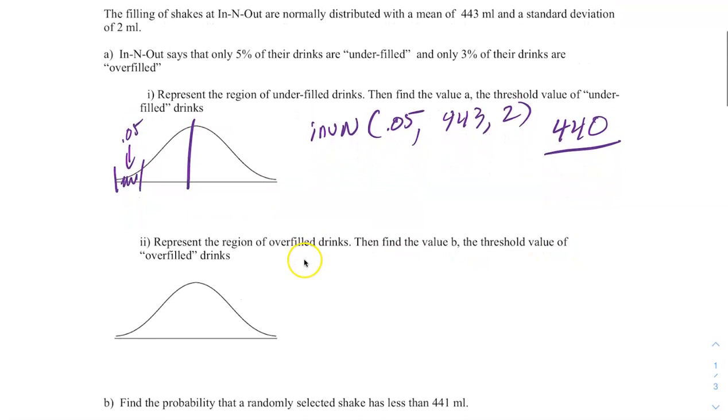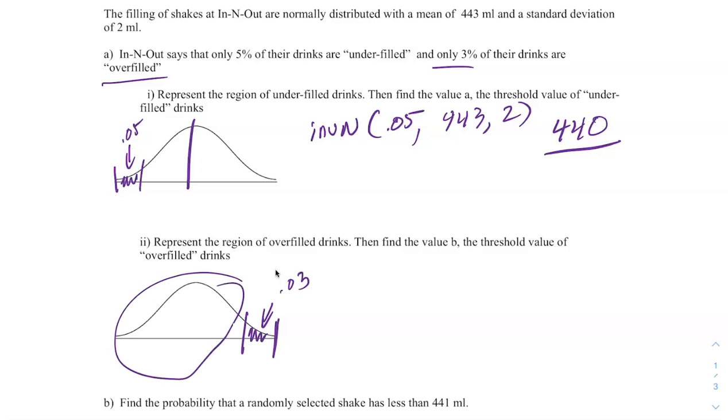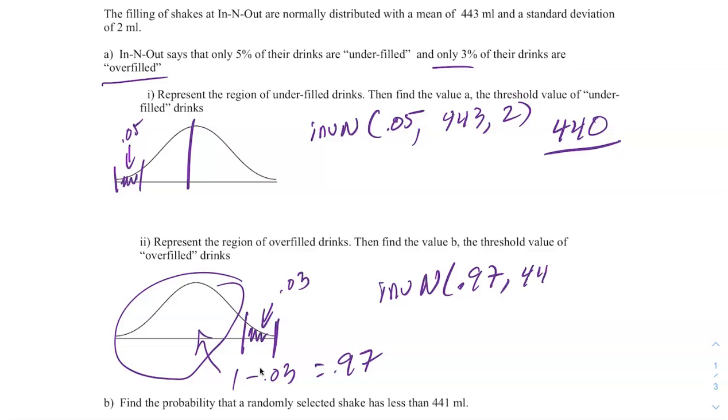Represent overfilled drinks. Same thing with overfilled. Overfilled is only 3%, and it's on the right-hand side. Same way, don't forget 0.03. Now if you have a fancy calculator, you could do a right tail, but I don't have that right now, so I have to figure out what to put in inverse normal. That'd be 1 minus 0.03, because the whole thing is 100%, and I get about 0.97. So inverse normal, 0.97, 443, and 2.